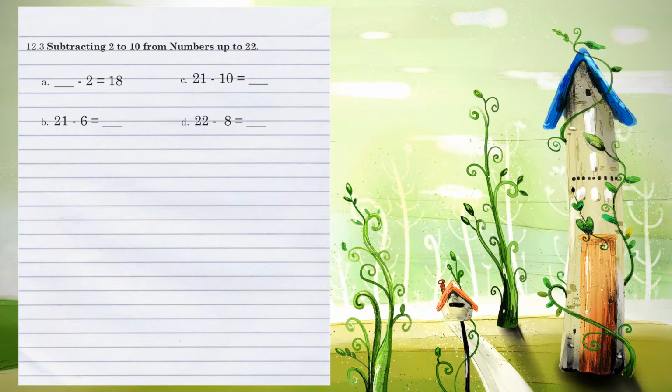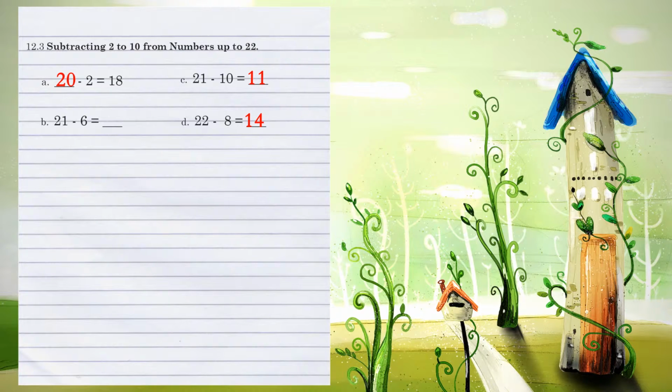Unit 12.3, subtracting 2 to 10 from numbers up to 22. Let's look at example A. What number minus 2 equals 18? Well, we know that the number has to be larger. Of course, if we're ending with 18, it's going to be larger than 18. So let's work backwards and add. 18, 19, 20 is our starting number.